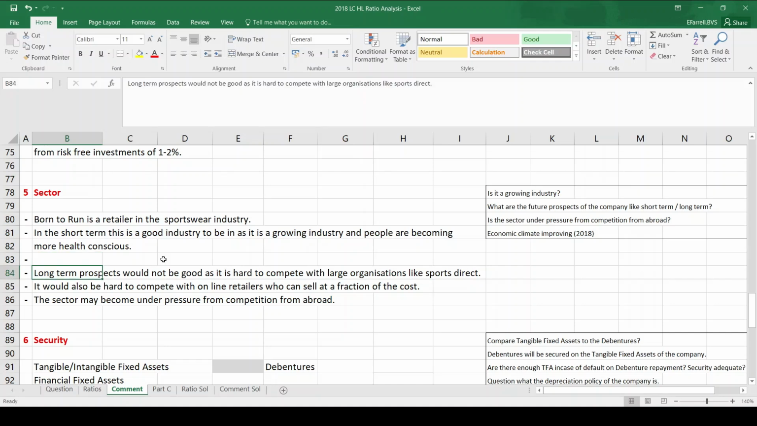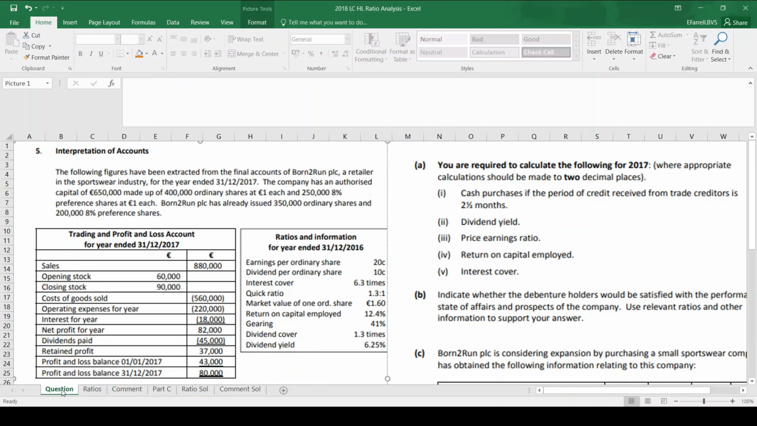Okay, however, long-term prospects would not be good, as it's hard to compete with large organizations like Sports Direct and Nike and all of these companies. It's very hard to compete with online retailers in the sports industry too. They can obviously charge a lot lower prices than Born to Run would be able to. So it's hard to compete with online retailers who can sell at a fraction of the cost, and the sector may be under pressure from competition from abroad. So again, an Irish company like Born to Run might find it hard to compete with your likes of Nike and Adidas and so on.